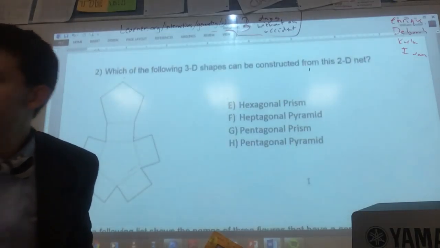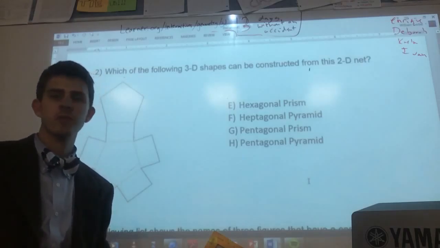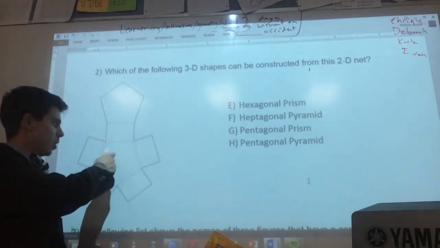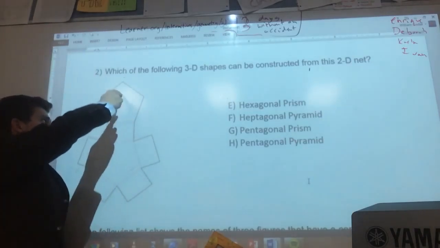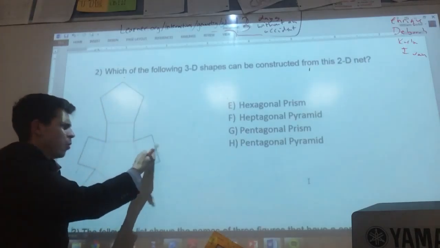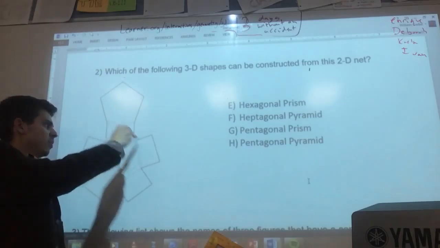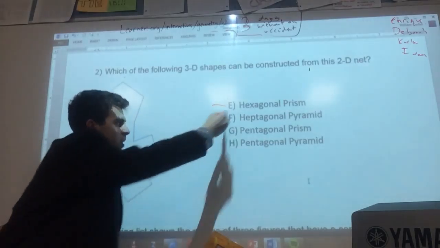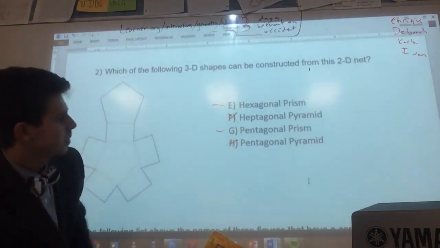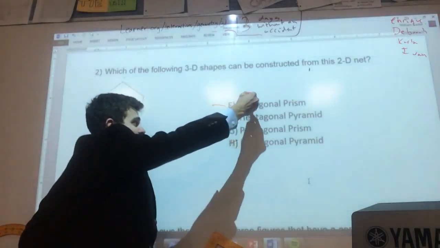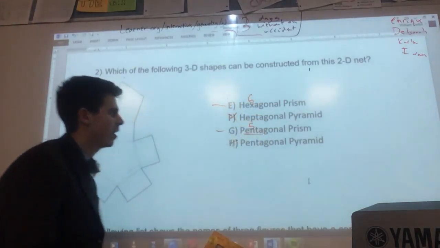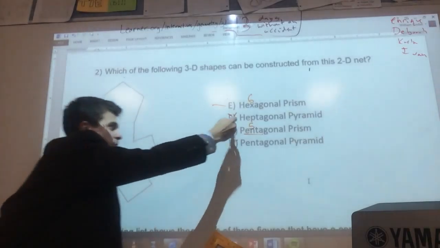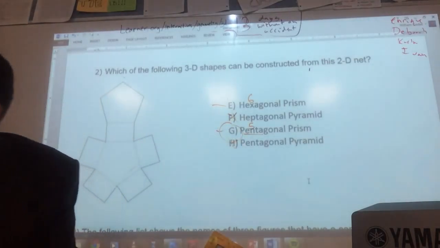2. Which of the following 3D shapes can be constructed from this 2D net? Well, these shapes here, there's 1, 2, 3, 4, 5 sides, and same here, and these look like two equal bases that are going to be surrounded by these 5 rectangles. So two equal bases tells me that it's going to be a prism of some kind. Now, hexagonal is 6 sides, and pentagonal, penta means 5. So I know that this is going to be this 5-sided figure. It's going to be G, the pentagonal prism.